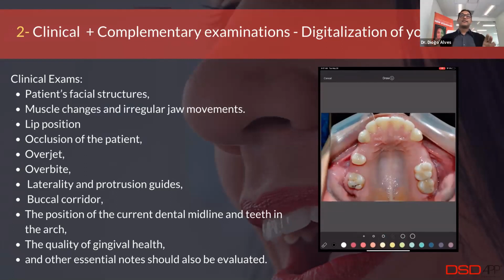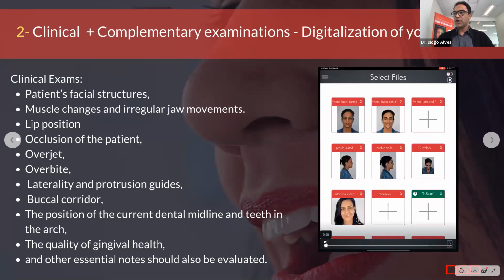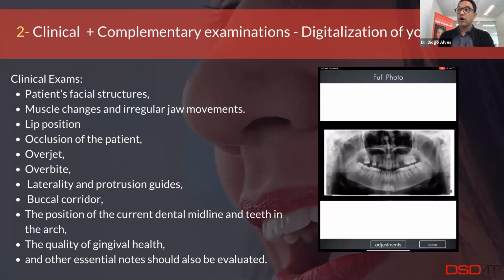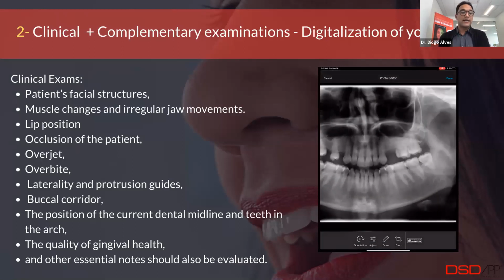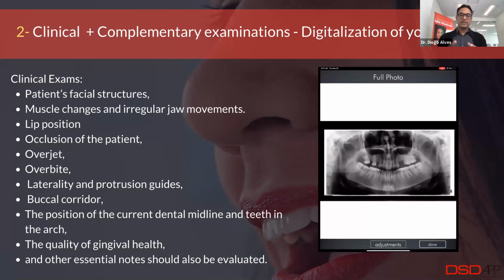So step 2. We now have the clinical and complementary examination. That's when you digitalize your patient. So I just want to go back in here so you guys can see how it works. We take the full photo protocol of the patient, and as you can see, you can add the DSD pictures, intraoral pictures, x-rays, and intraoral scans, and you can gather all that information.